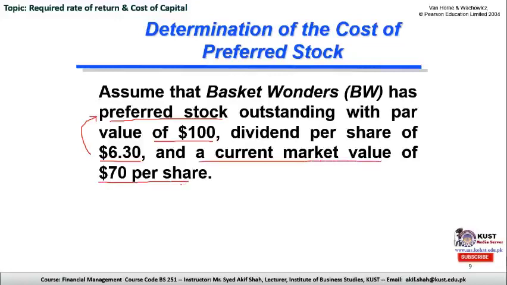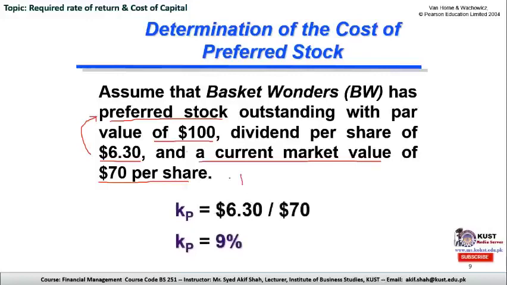So we got the relevant data. We have to plug this data into the formula, which was KP is equal to the preferred dividend, which was 6.3, divided by the current market price of this preferred share, which is $70, and the whole needs to be multiplied by 100 in order to get the answer in percentage value. The cost of preferred stock for Basket Wonder under these circumstances is 9%.